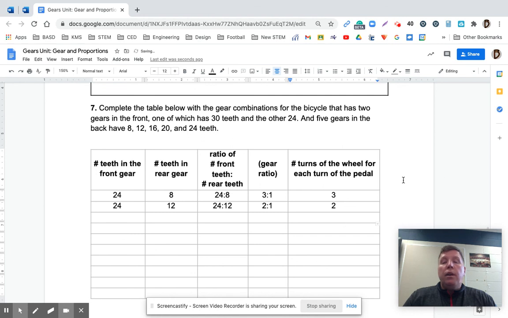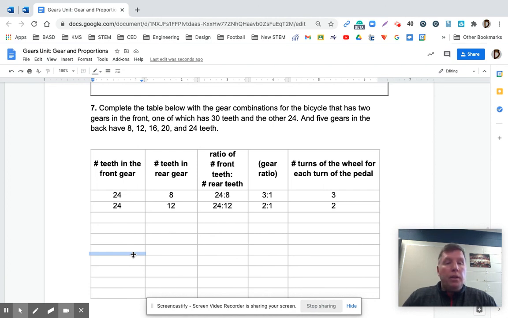When you are done with number 7 here, that is the first assignment as part of this. So when you're finished, make sure that everything is complete. Go ahead and turn it in and submit.